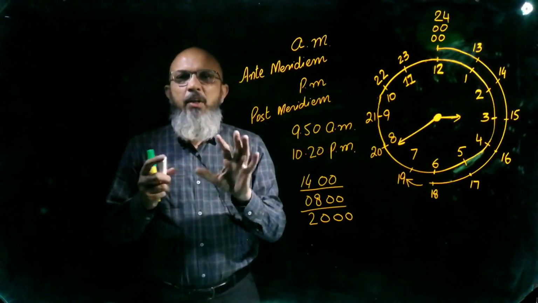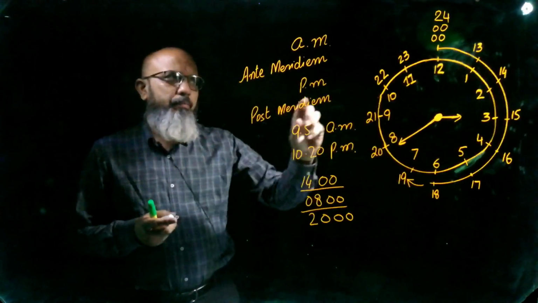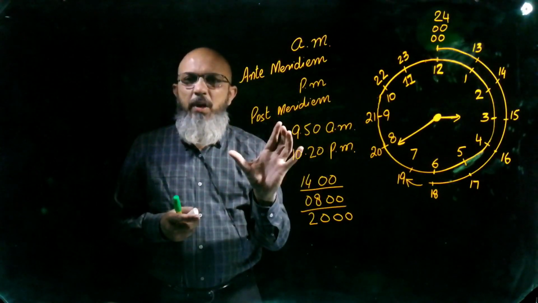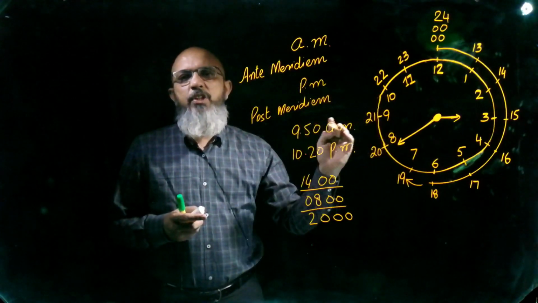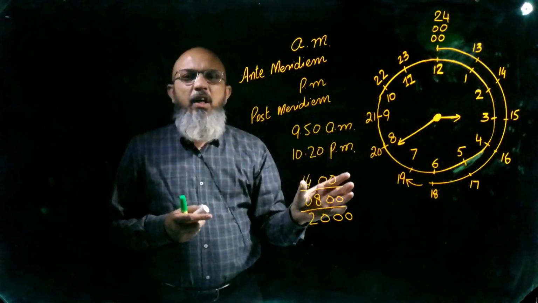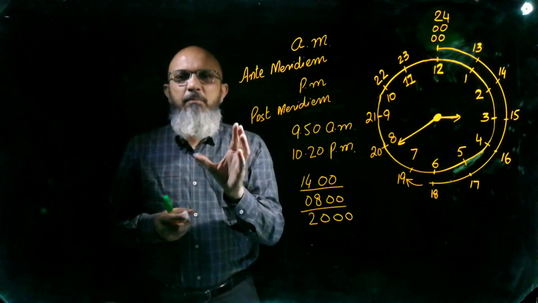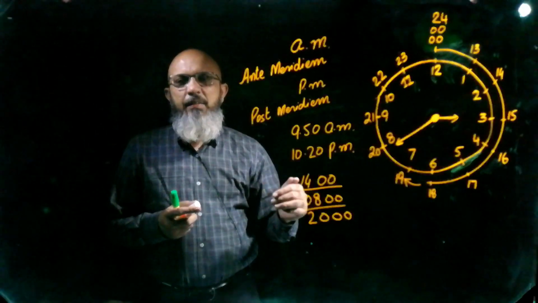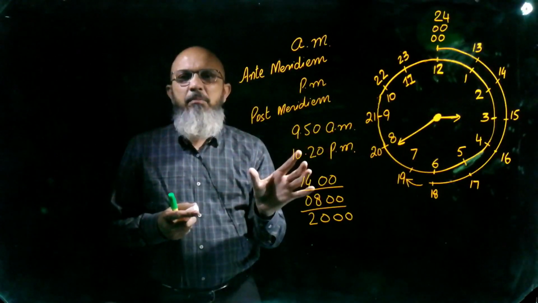Or 7 p.m. So it's an easy way to learn: if it is more than 12, meaning it is 13, 14, 15, 20, 21 or 23, that means it is PM timing. If it is less than 12, meaning 11, 10, 8, 7, 6, 5, 4, that is AM timing.